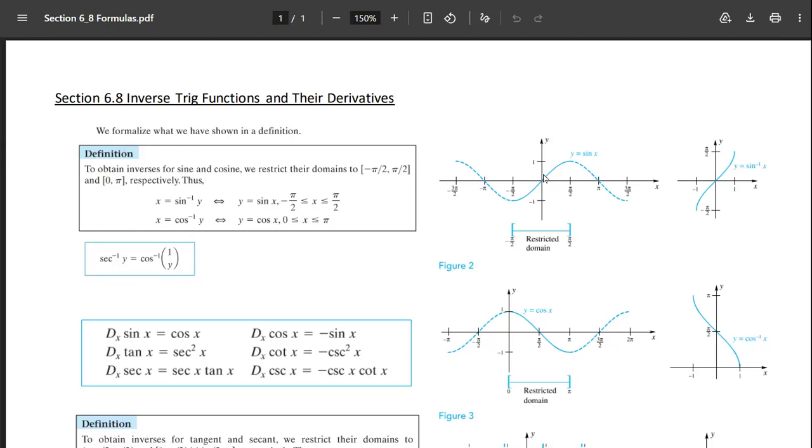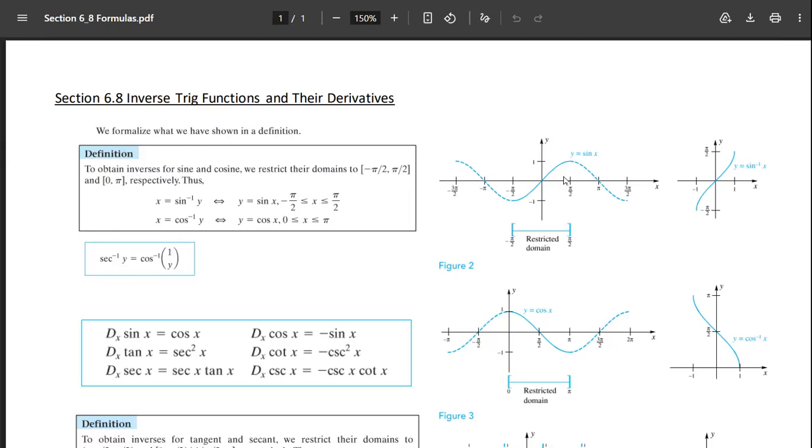Now, another component of the inverse is that to find the inverse of a graph, you just reflect it over y is equal to x. So if I were to draw a line going through the origin here and reflect it over y equals x, I'm going to get this graph here.